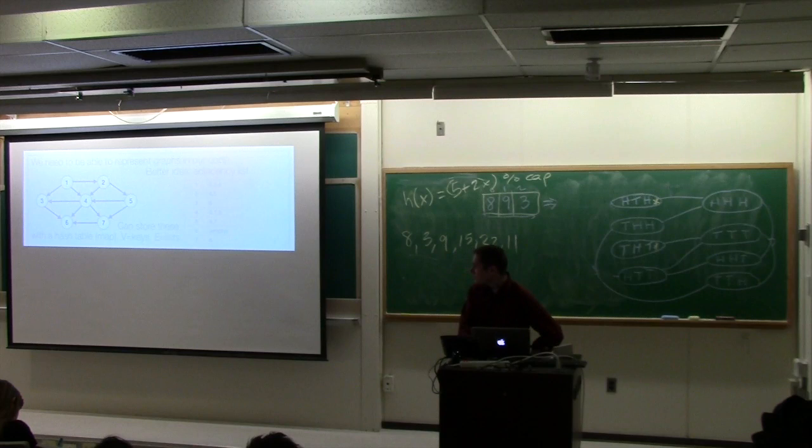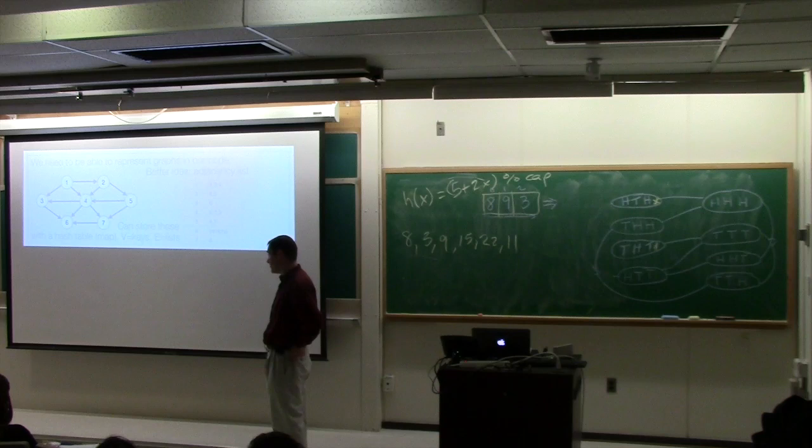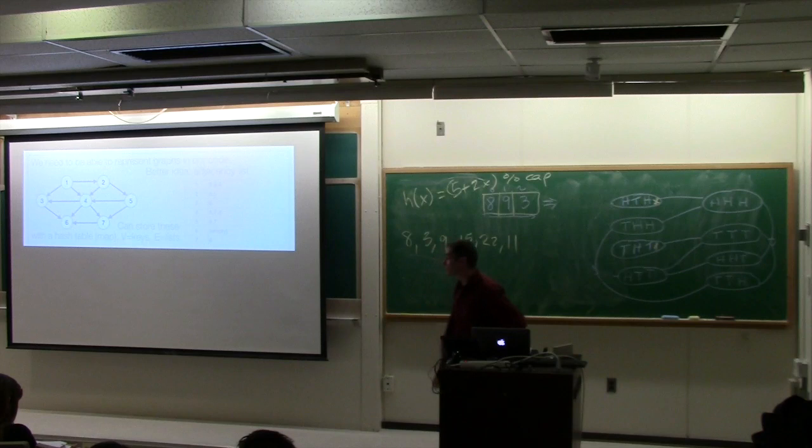Okay. You could store these, by the way, as a hash table where the keys are the vertices and the elements are just the lists of the edges, or lists of the adjacent vertices.